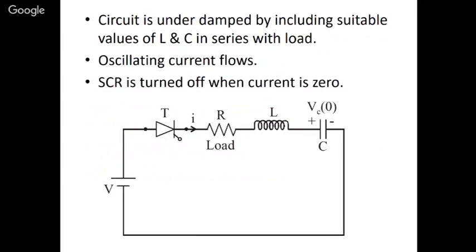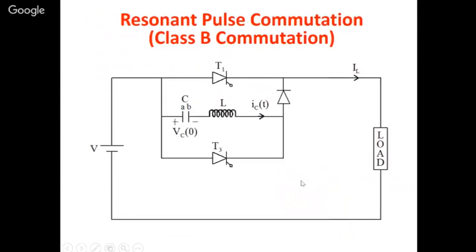Okay, so this is the load commutation. In the sense, the load forms a resonating circuit. So when it is a resonating circuit, when the voltage across it resonates like this, automatically it crosses zero. So there is a current. When it crosses zero, automatically the circuit is commutated. So these are some of the commutation circuits.